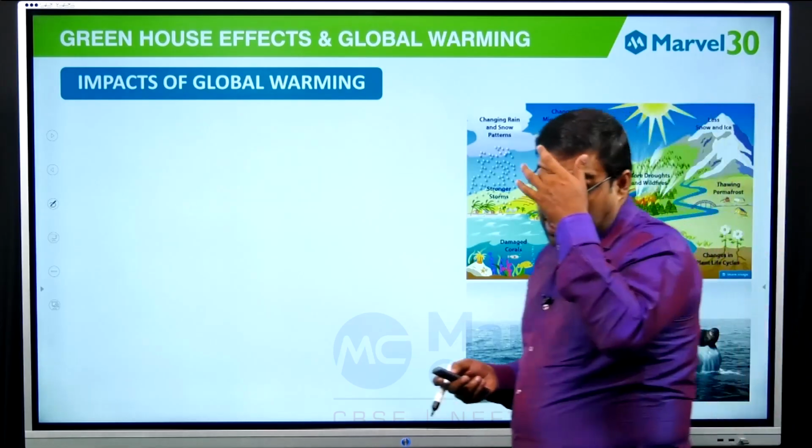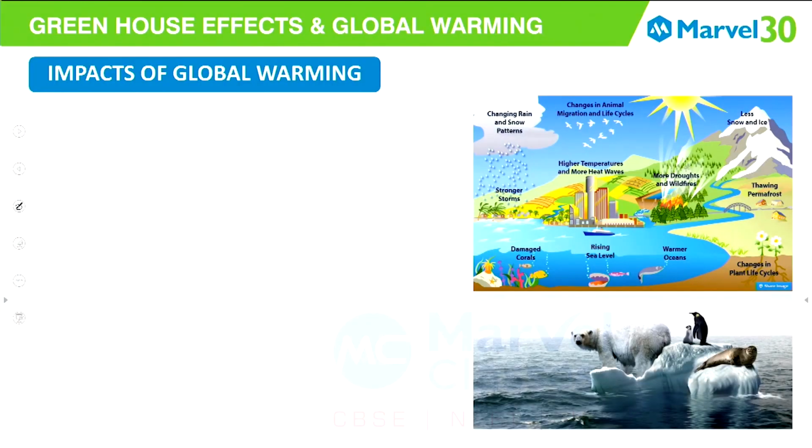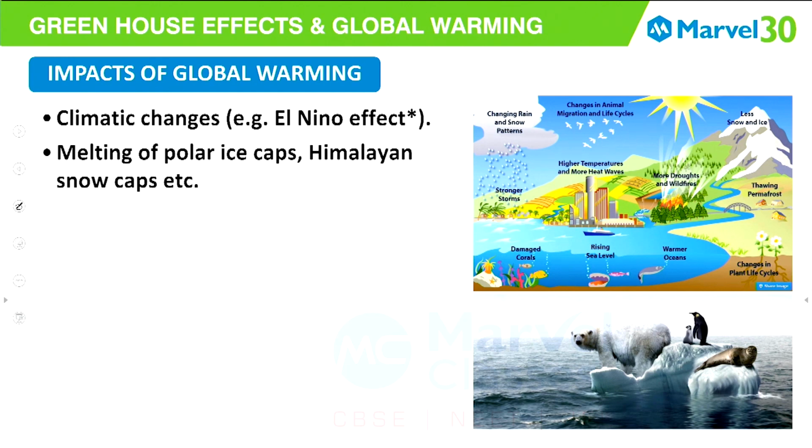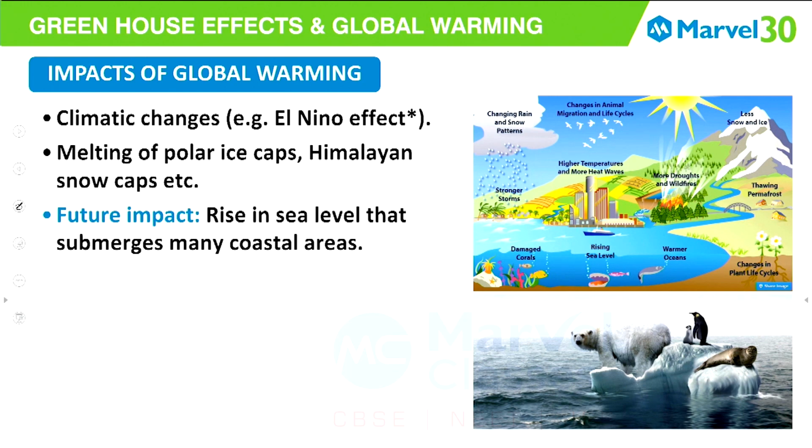So what happens? See this picture: icebergs are getting melted, so ocean levels are increasing. You have changes in temperature, some countries get more rainfall, and the storms are unpredictable. The summer seasons are getting warmer and warmer year by year, and the winter seasons are getting colder year by year.